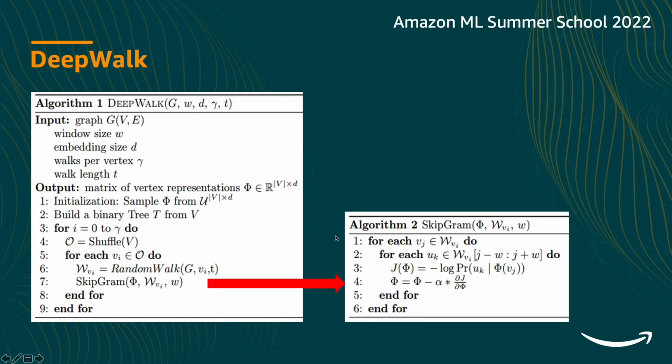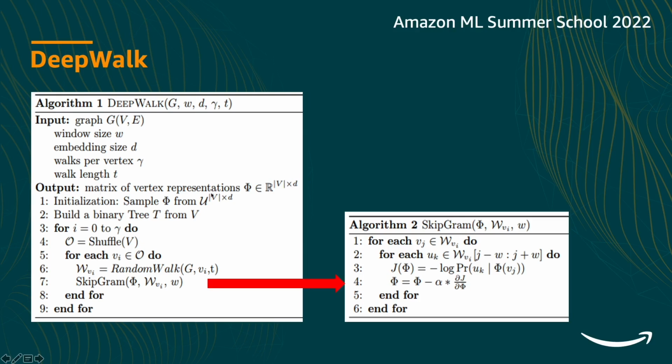Okay, so let us now look at the complete algorithm. The input to the algorithm is our graph structure, so it takes our graph, all the vertices and edges. We define a window size W and the embedding dimension d. This parameter gamma is similar to the number of epochs. And we also define our walk length t.